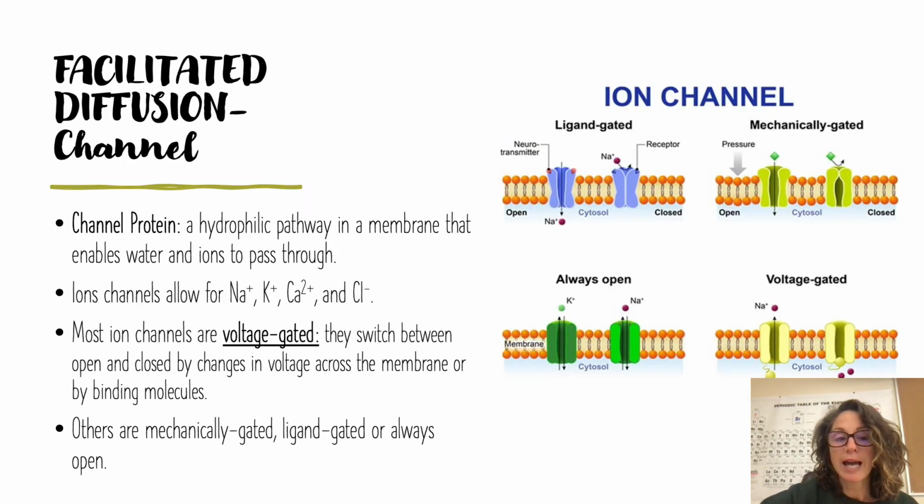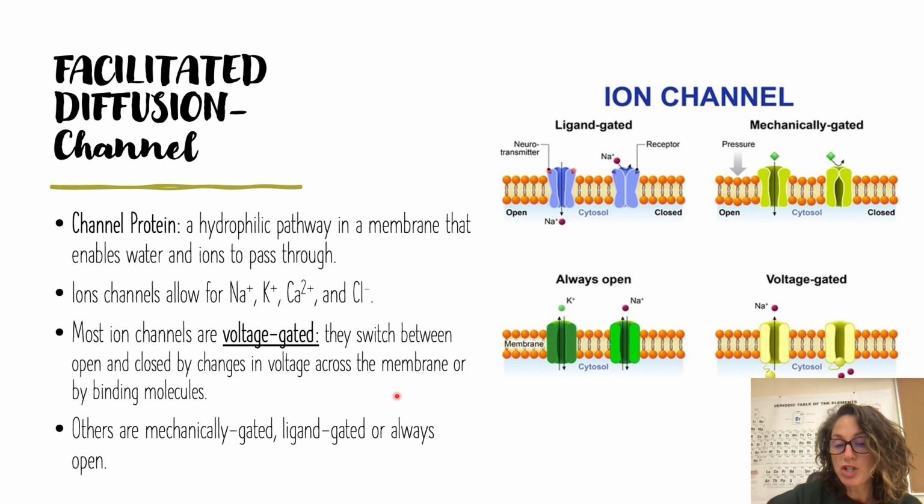Okay, so just looking at different channels, that was considered a channel protein. It's a hydrophilic pathway in a membrane that enables water and ions to pass through. We have specific ones that we look at in this course. A very common one is a sodium-potassium channel, and we're going to look at that in a little bit more detail in a little bit. We also have a calcium and a chloride channel.